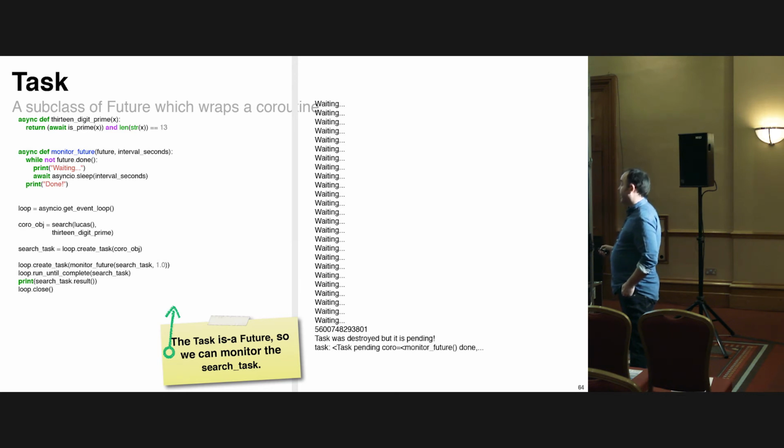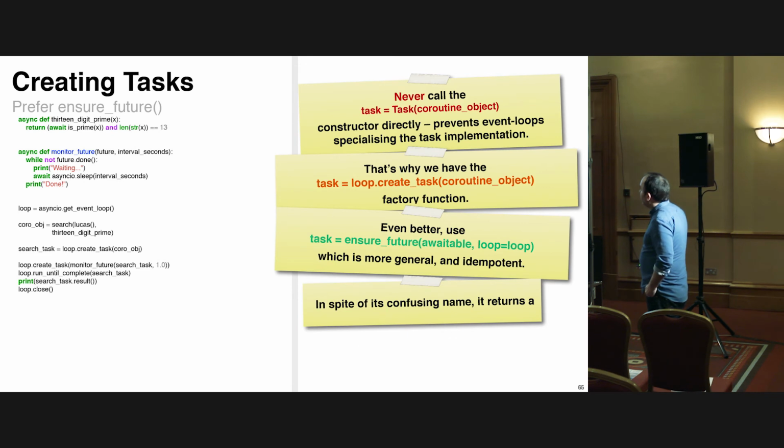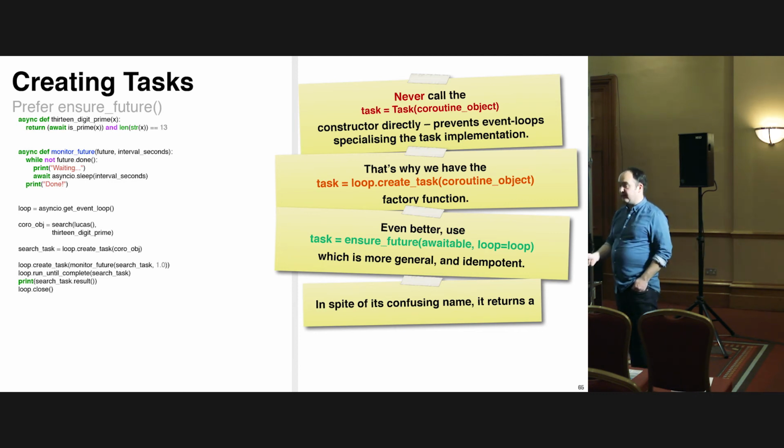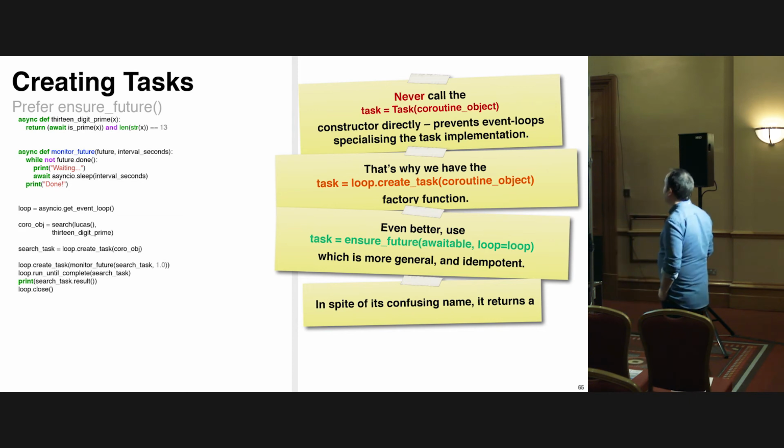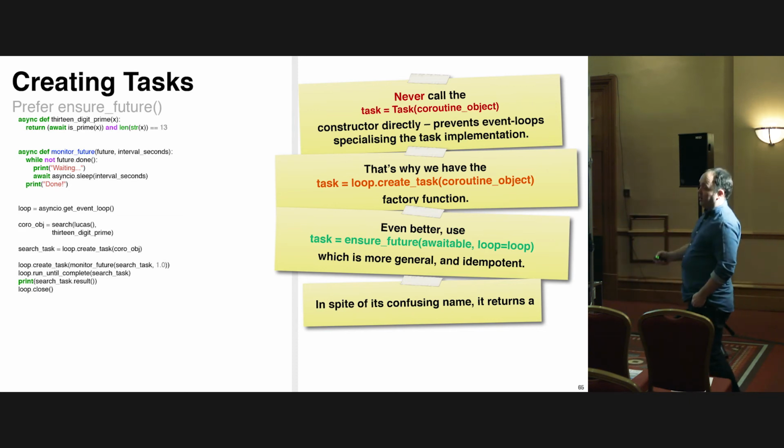Yeah, so because a task is a future, we don't actually need to create the future. We can monitor the task itself, okay? So that's basically what's going on here, monitor future with the search task. Even more confusingly, when it comes to creating tasks, you should never call the task constructor, for the same reasons I just said for why you should never call the future constructor. That's why we have the create task factory function on the event loop, which is a better way.